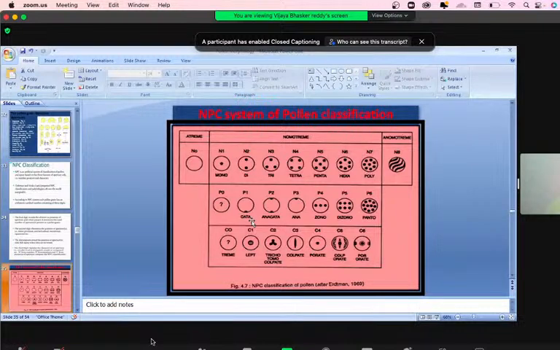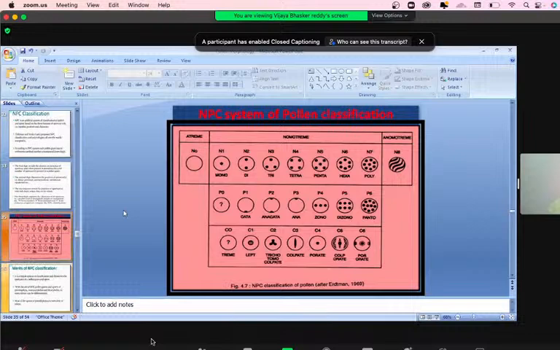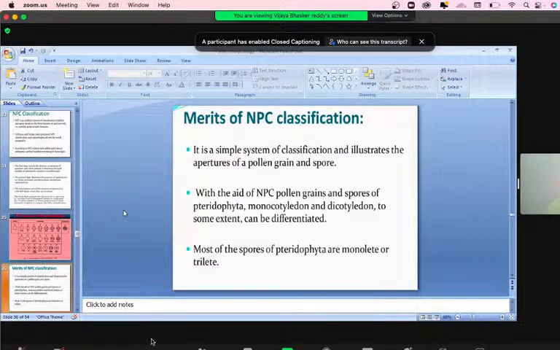If they are distributed on the equatorial line, then that's zono. If two rows of apertures can be seen on the equatorial line, that's dizono, and if they are distributed all over the grain, that's panto. For the type of aperture: colpate, a boat-shaped aperture; round aperture, that's porate; both combined, colporate; both pore and a pore within the pore, that's a poroidate, etc. So we get a 3-digit result with this NPC classification, and based on those 3 digits, we can confirm the type of pollen.